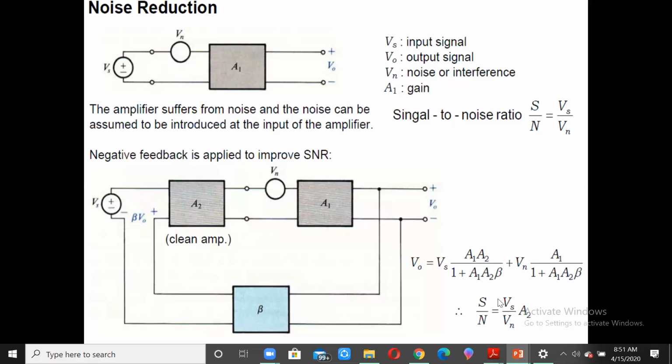We would like to have the signal to noise ratio as large as possible. The signal should be very large, and the noise should be very small. That means the signal to noise ratio should be very large. To have a large signal to noise ratio, A2, the amplification of the clean amplifier, also should be quite large.